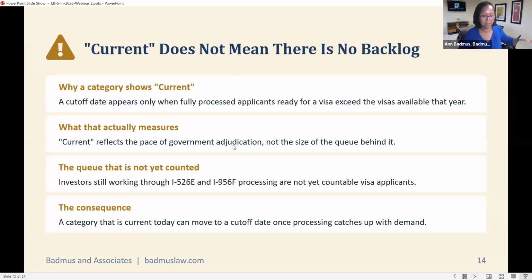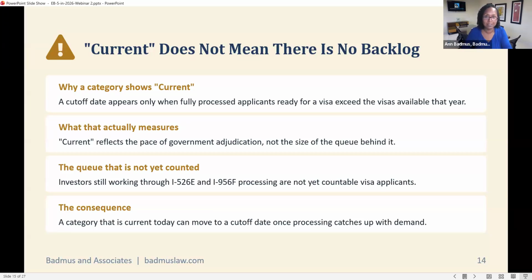So what does current mean? When we say current, as I mentioned on the previous slide, current doesn't really mean that there's no backlog. I want to try to explain how the Visa Bulletin actually works, because the word current seems to look really great right now for the EB-5 category. But what it means is that a category, EB-5 in particular, shows a cutoff date only when the number of fully processed applicants who are ready for a visa is more than the number of visas available that year. So a statement of current is really just about the pace of how the government is processing applications. It's not really telling us how many people are actually in the queue, or giving a good projection of the future, what we can expect.